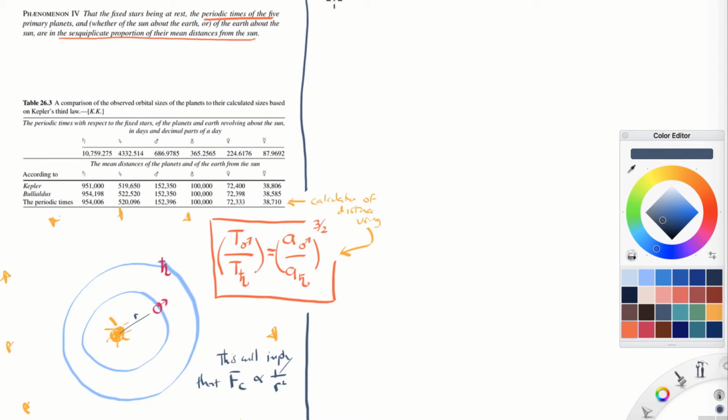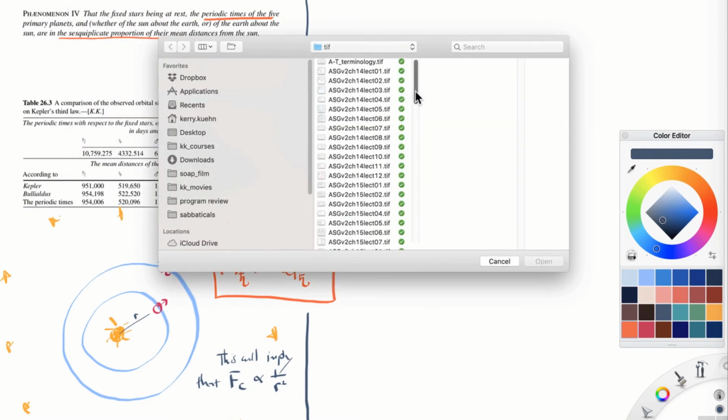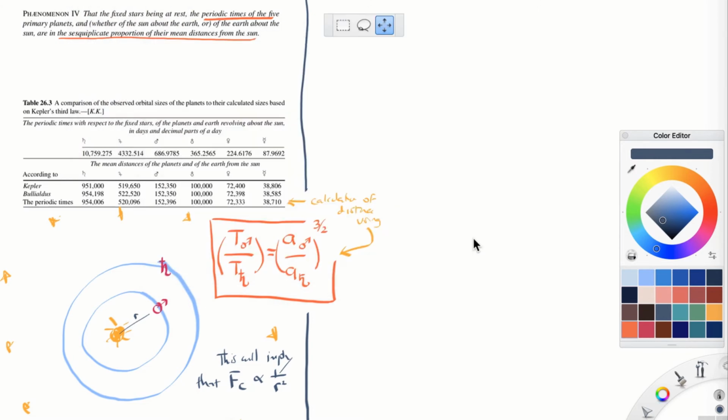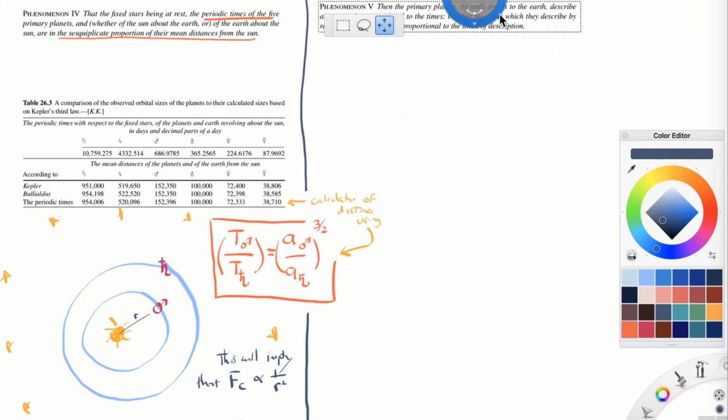Okay, let's talk about phenomenon 5 and then 6, and then we'll be done with this chapter. So what is phenomenon 5? Actually, let me go ahead and import it. Phenomenon 5. Let's put it right up here. Okay, I'll read it first.